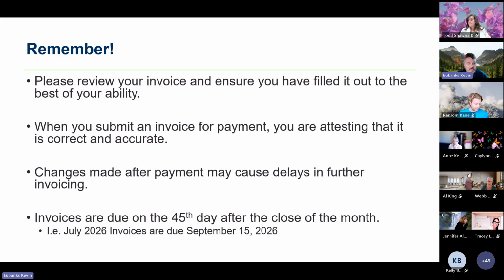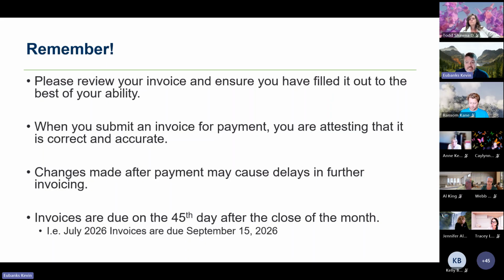All right, remember, please review your invoice and ensure you have filled it out to the best of your ability. When you submit an invoice for payment, you are attesting that it is correct and accurate. Changes made after payment may cause delays in further invoicing. And additionally, invoices are due the 45th day after the close of the month. So the July 2026 invoice, for example, is due September 15th, 2026.